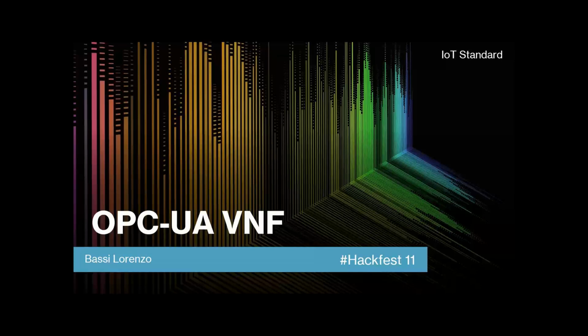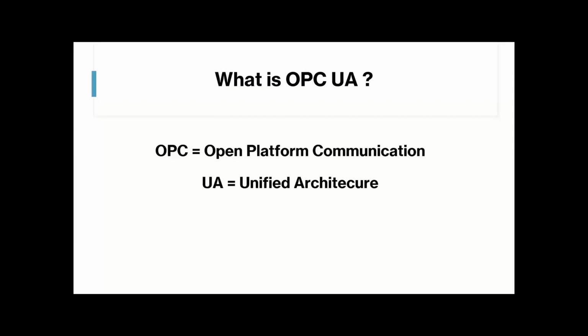This network function is not in the list of the suggested network functions, so I think a little and fast introduction is mandatory to make you understand what OPC UA really is, because I think that many of you probably have never heard about it. So what is OPC UA?